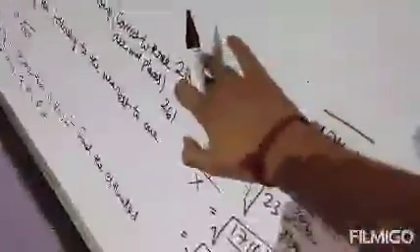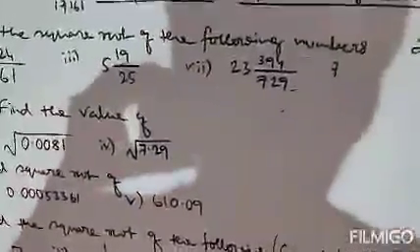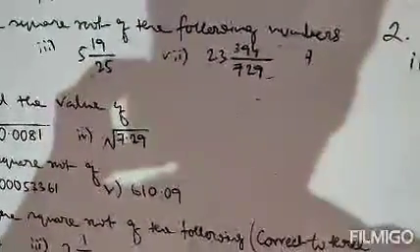Now question number 2 says find the value of, we have to find out the value of the square root of 0.0081. Clear?